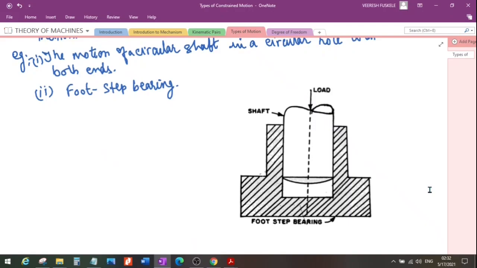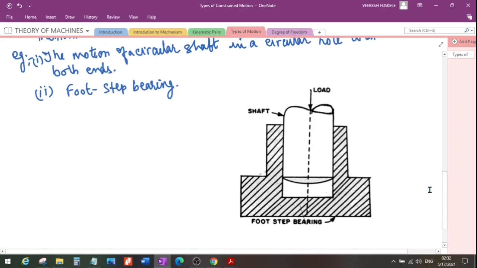So then the motion of the shaft inside the footstep bearing becomes completely constrained, right? This motion of the circular shaft inside the footstep bearing has been obtained by some other means, that is by placing the load on the shaft. So this type of motion is known as successfully constrained motion, in which we attain the completely constrained motion by some external means, right? Another example of successfully constrained motion is the motion of IC engine valves. Basically they are kept on their seat by the application of a spring, right? And also the piston reciprocating inside the engine cylinder is an example of successfully constrained motion, right?